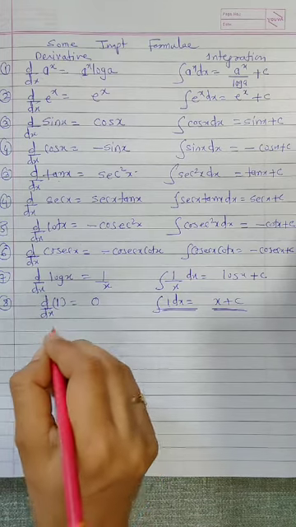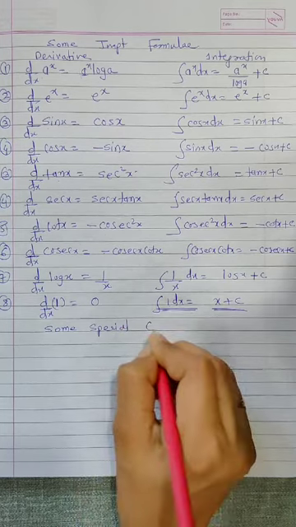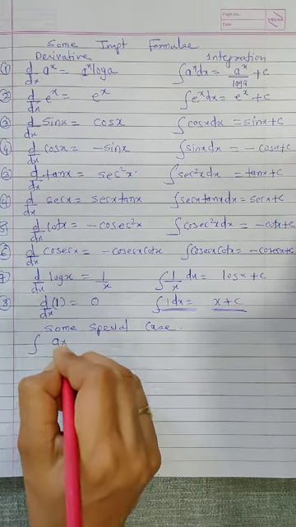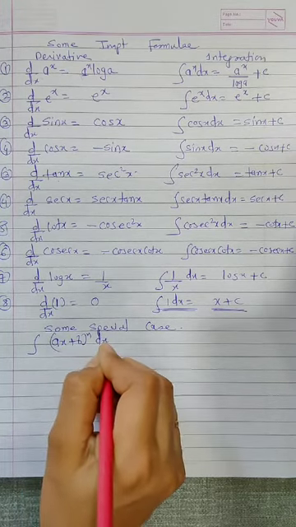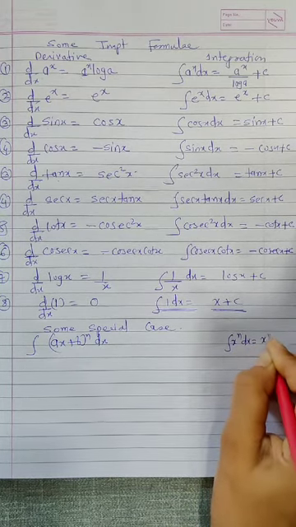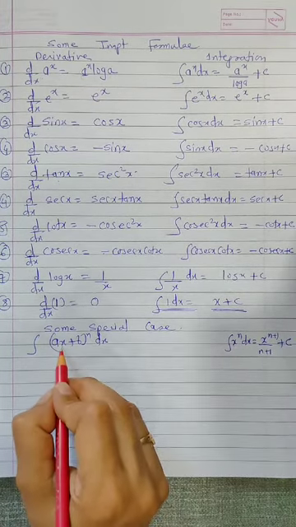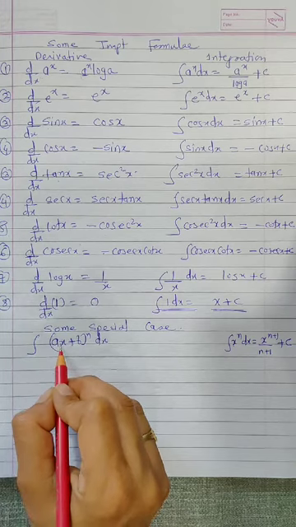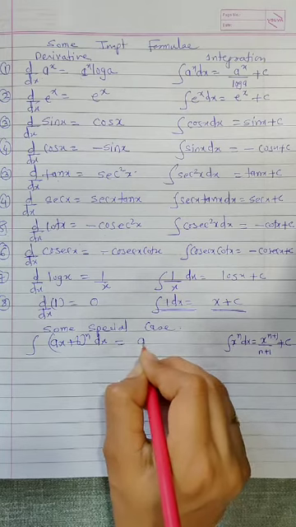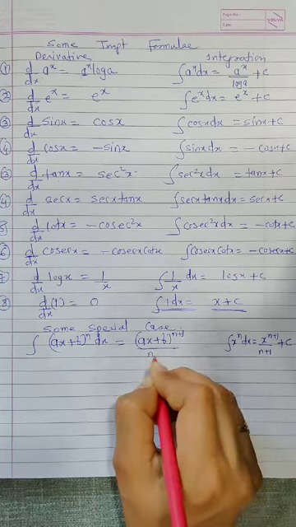Okay, now students, some special case I will write down here. When x is replaced by another function, so we have (ax plus b) to the power n dx. Now see here, we have the formula for x raised to n dx. The integration is x raised to n plus 1 by n plus 1 plus c. Now here instead of x, what we have? ax plus b. So whenever the function is other than x, you have to apply the same formula. The power is increased to n plus 1, so (ax plus b) raised to n plus 1 divided by n plus 1.